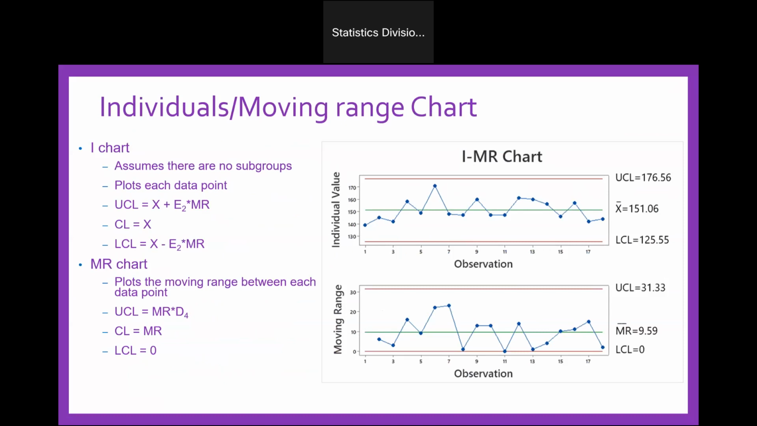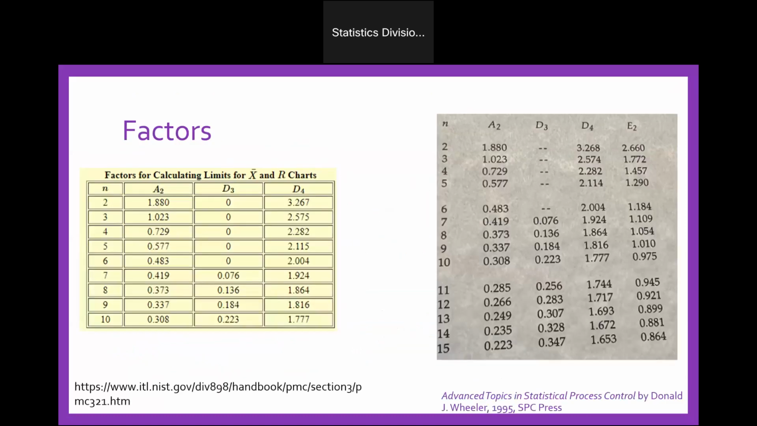Again, it has these factors. And these factors help you to change those range and moving range into sort of your sigma calculations. And these can be found in all kinds of statistical books and quality books and all over the place on the web. So you can find those all over the place. Plus they're built into all kinds of software.